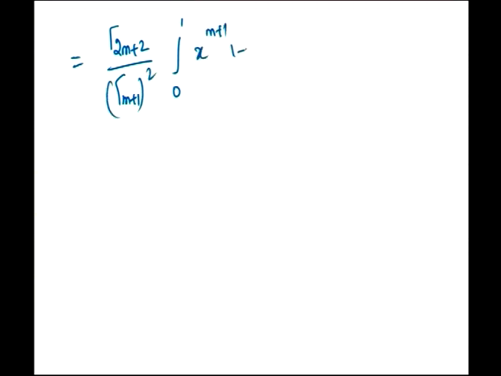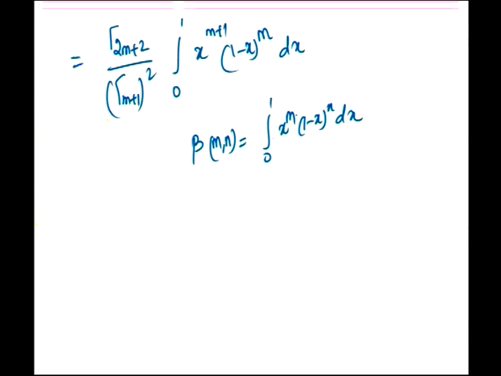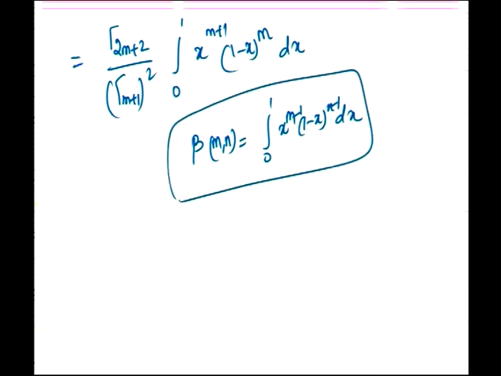Okay. This is equal to integral 0 to 1, all those things can be taken outside first of all, equals gamma 2m plus 2 by gamma m plus 1 whole square, into x power m plus 1 into 1 minus x whole power m dx, and this is the beta formula. What is the formula of beta of m comma n? Beta of m comma n is integral 0 to 1 x power m minus 1 into 1 minus x whole power n minus 1 dx. This is the formula of beta of m comma n.